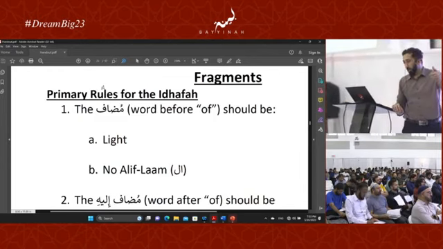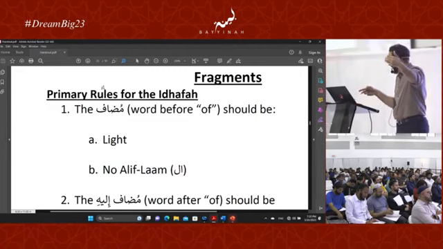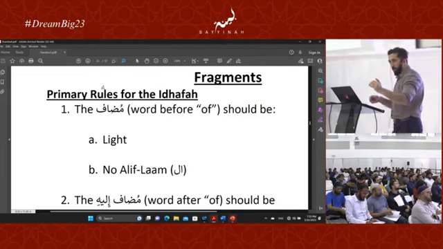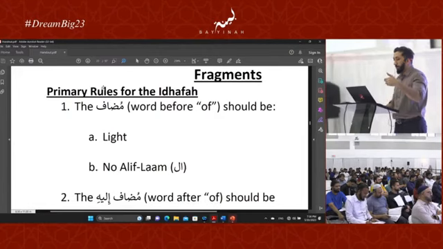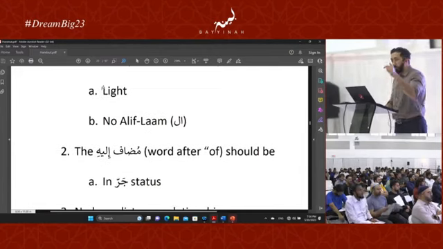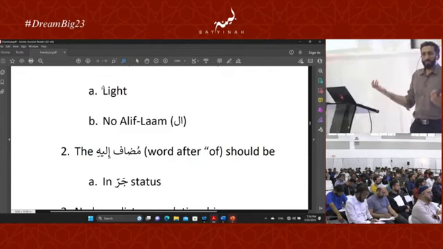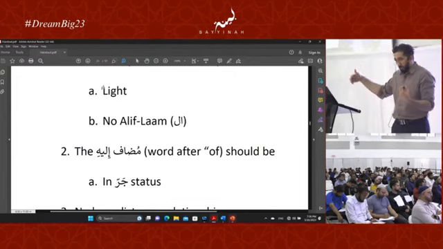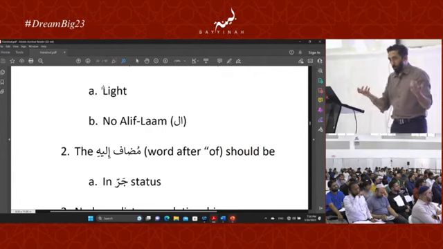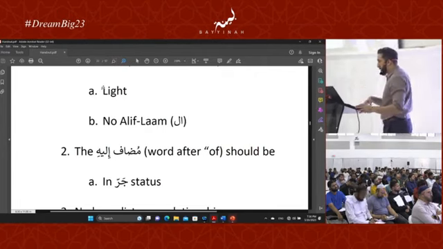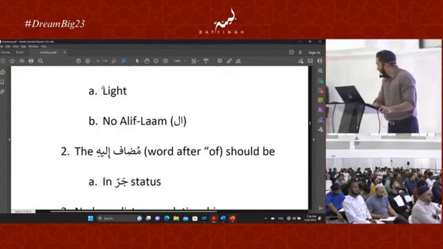Primary rules for this fragment. Number 1, the mudaf, which is the word before the of, should be 2 things. What are the 2 things it says? It's light and no alif lam. We discussed this yesterday? Okay, good. The mudaf ilayh, the word after of, should be jar status, which is something we already knew. How did I define jar in the beginning? I said jar means after of, and now mudaf ilayh is after of. So jar and mudaf ilayh are like 2 words for the same thing almost. Jar is a little more than that, but for now it's okay. So every mudaf ilayh is jar.